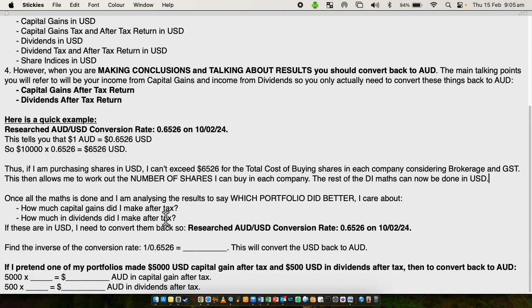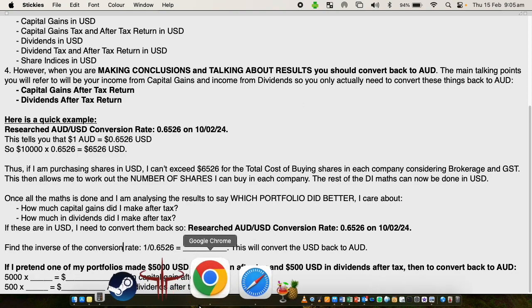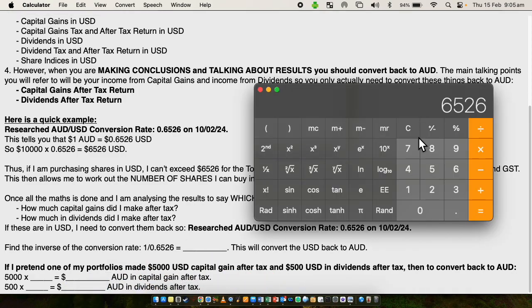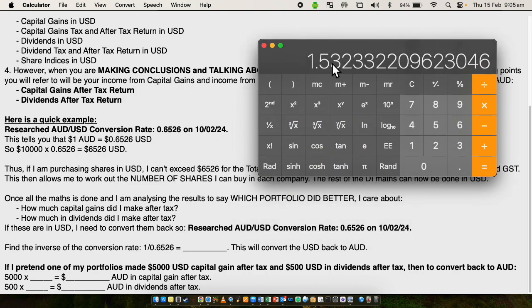Once all the maths is done, I'm analyzing the results to say which portfolio did better. I care about capital gains. I care about dividends. If that was done in US dollars, I need to convert back to Australian. So how do I do that? I find the inverse of the conversion rate, the opposite of the conversion. So I get that same conversion number, but I go 1 divided by 0.6526. What is this telling me? This is telling me that 1 US dollar is equivalent to $1.53 Australian dollars.